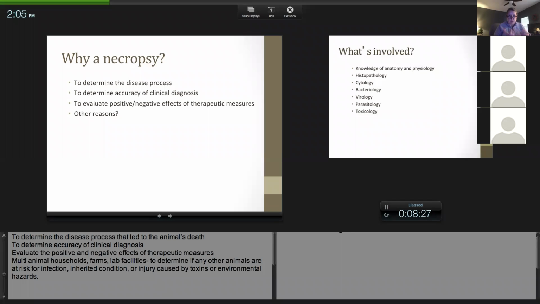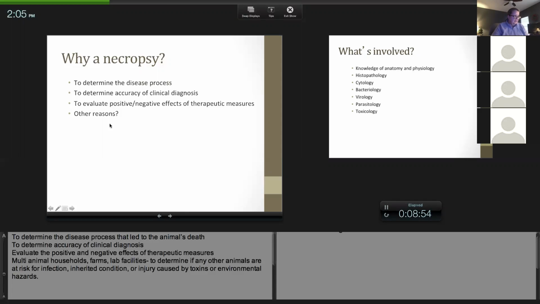But also, unfortunately, when we talk about developing pharmaceuticals, they're tested in animals, and they will collect tissues to determine whether the drug is effective or not. Did it affect the liver? Does it affect the kidneys? When a drug is going to go to market, it has to go through all those steps. So necropsy is a part of that.